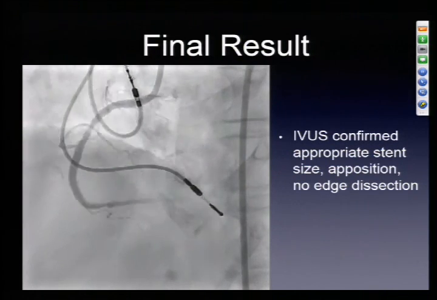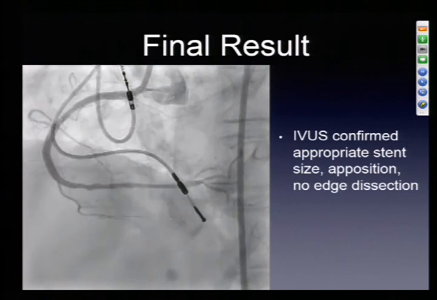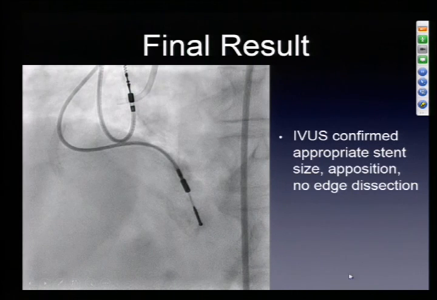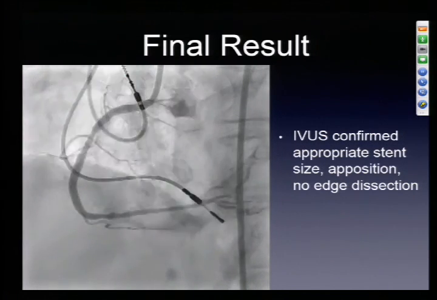So this is our final result. So, very quick case, 2 passes of the laser, deploy the stent, IVUS it to make sure that it looks good, and then we're done very quickly. So excellent result, no distal embolization. This is one of the novel uses of a laser within the coronary arteries.